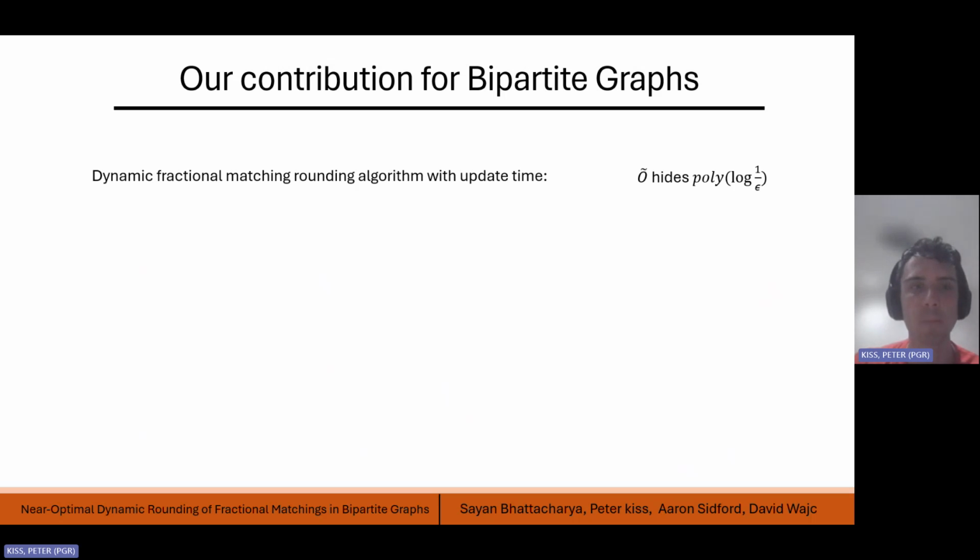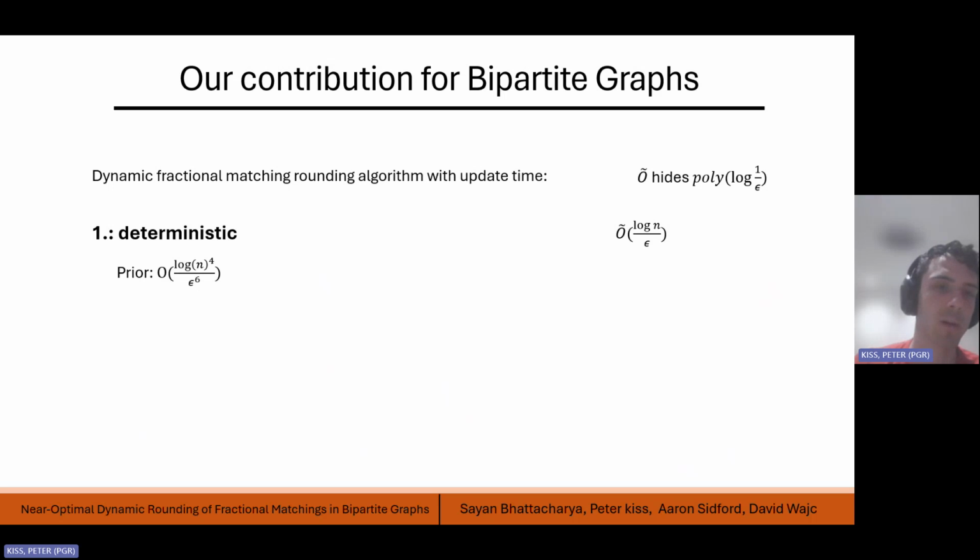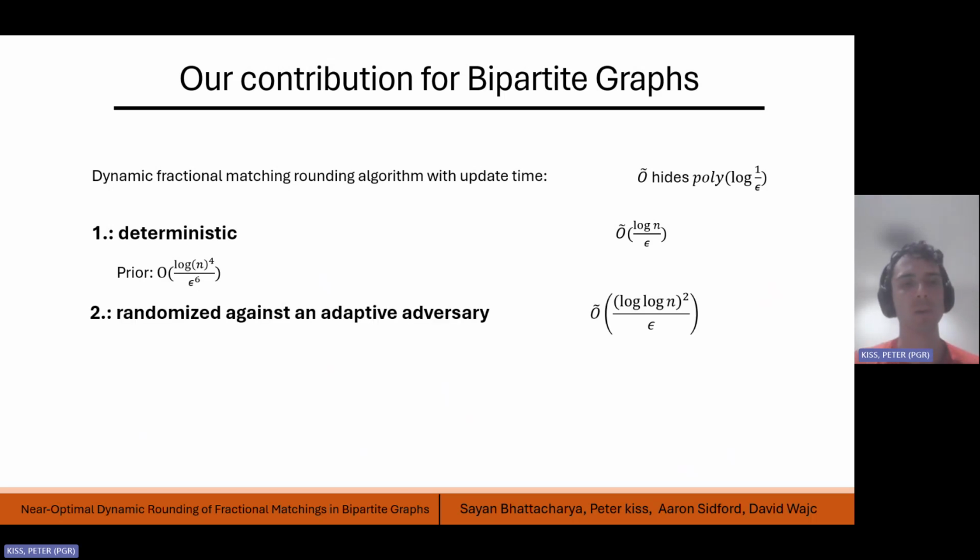To put it numerically, we give dynamic fractional matching rounding algorithms with different update times for different settings. If we want the algorithm to be deterministic, we can show it can be done with update time roughly log n over epsilon. Prior algorithms had update times roughly log n to the 4 over epsilon to the 6, although these are not clearly stated in those papers. We can show algorithms which are randomized against an adaptive adversary in log n squared over epsilon update time.